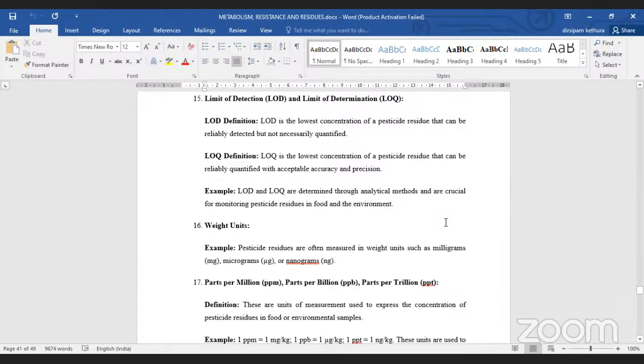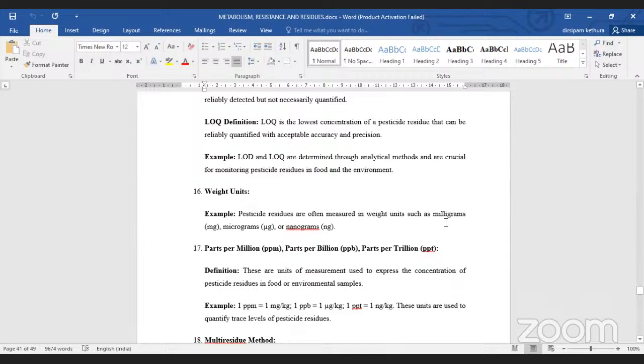And the next one is weight units. In residue analysis, weights much smaller than milligram are usually used. Examples, microgram, nanogram, picogram, etc.